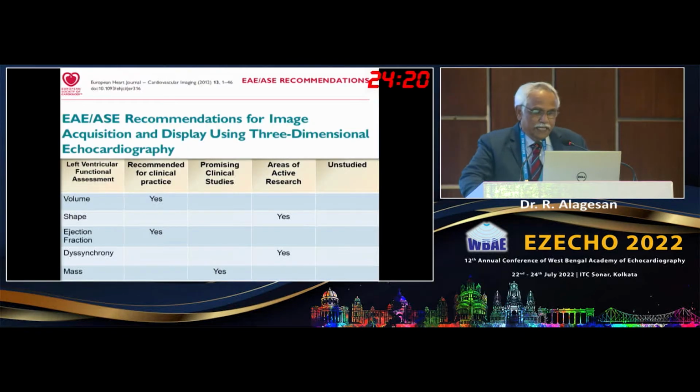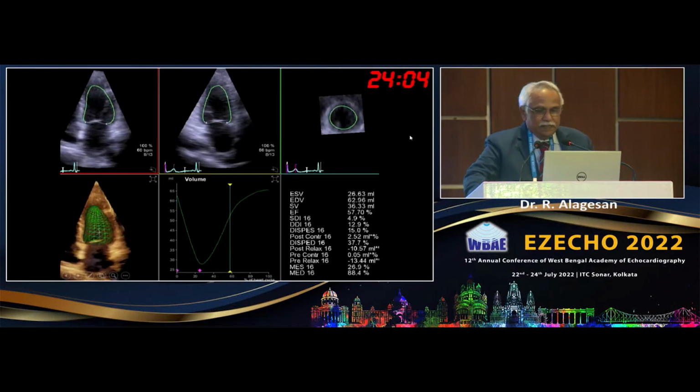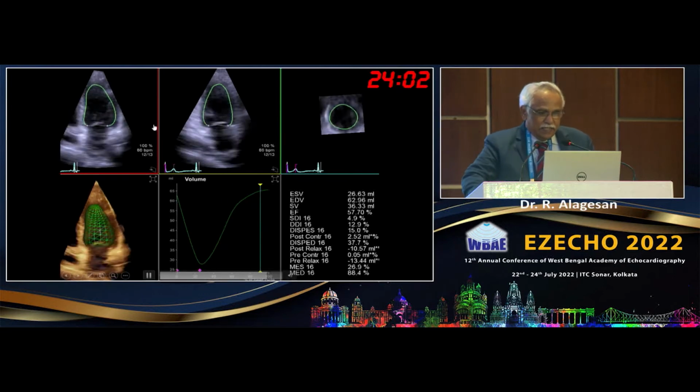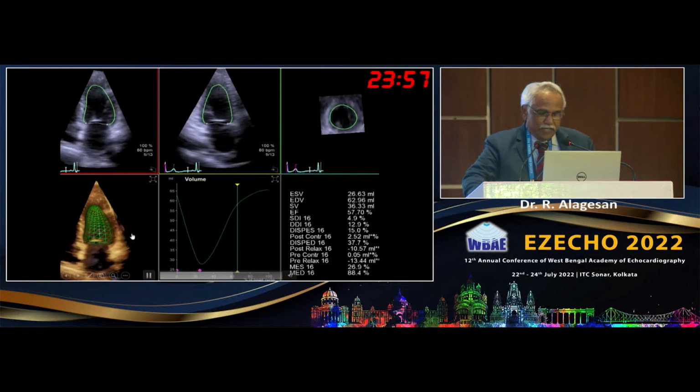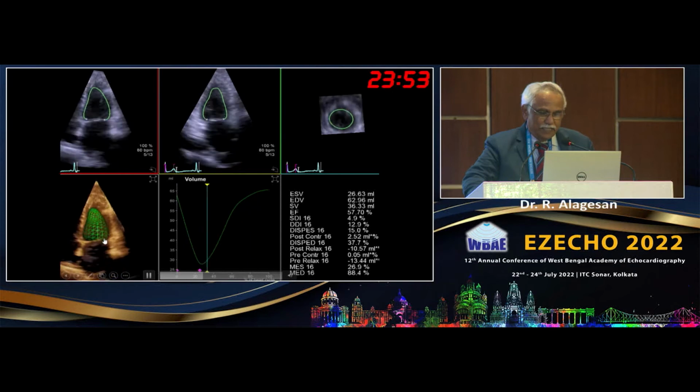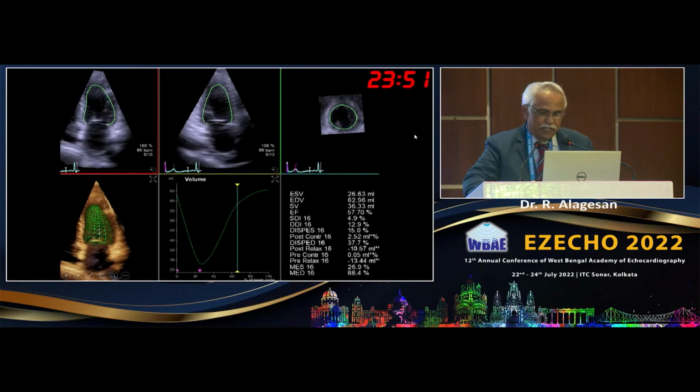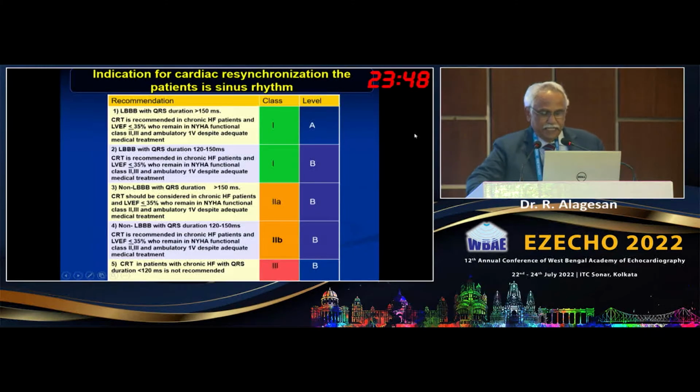So if you go by the guidelines, you can see here, three-dimensional echocardiography is highly recommended for assessing the left ventricular volumes and the ejection fraction, whereas all the others are still in the research stages. This is the three-dimensional echocardiogram from which we have got the wireframe image of the left ventricle, from which we can measure the diastolic volume and the systolic volume. We'll go into the details.